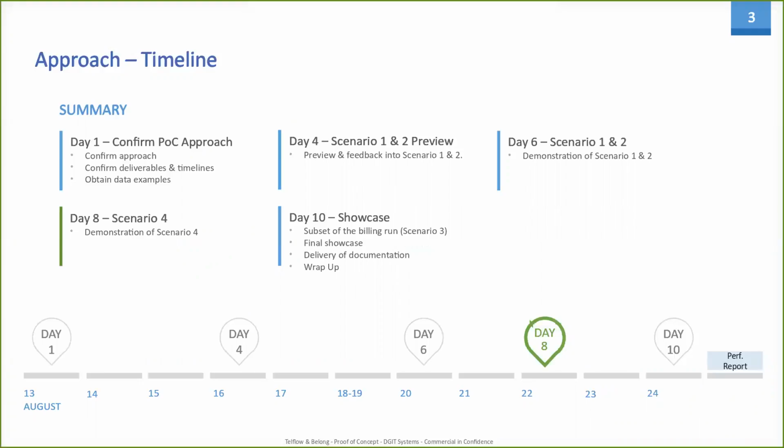So within the POC timeline, we're at day 8 now. Demonstration of Scenario 4. Our intent was to run Scenario 3 as well today, but we prefer to hold that off until Friday, just because we're in the process of loading up about 2 million records at the moment, and we want to give you a more complete and thorough demonstration of Scenario 3, which is focused on performance and doing a bill run and things like that. Because we're midway through that loading process, we'll leave that, and that will be complete by Friday, and then we can share that on Friday.